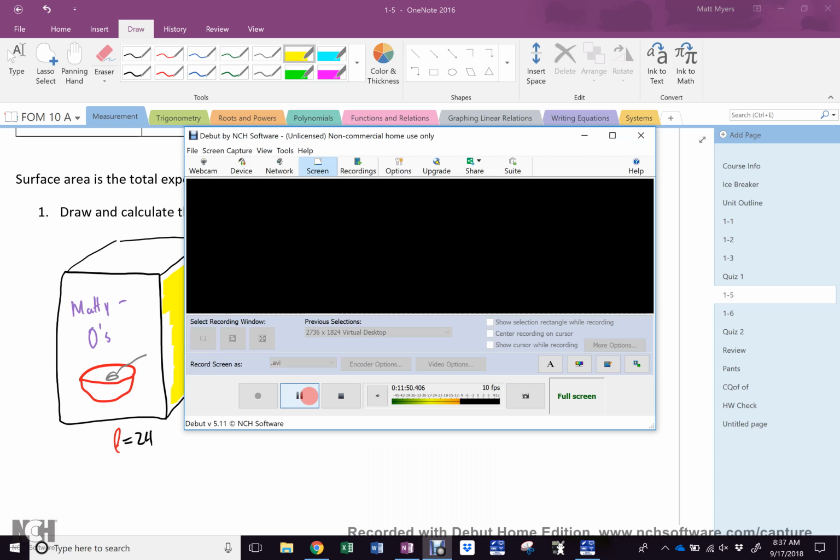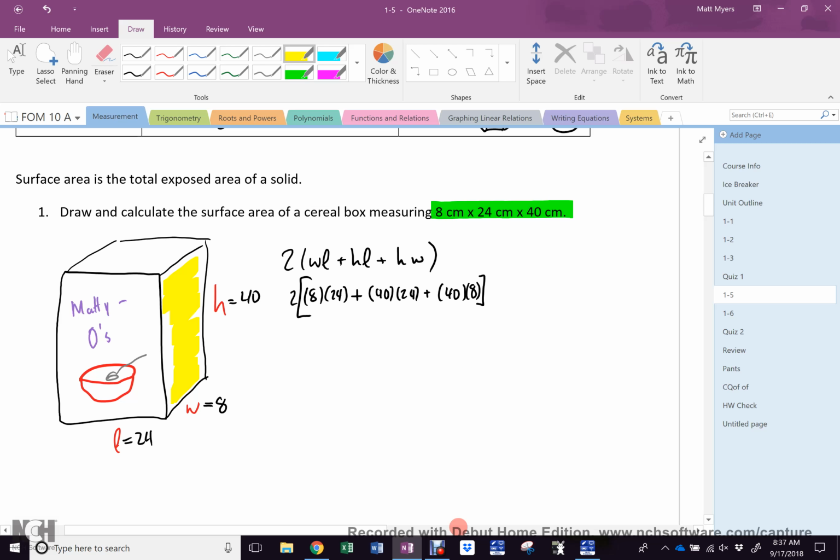I'll just pause this. Okay, so this yellow side right here, how would you find the area of that? Karen? Length times width. If it was just a rectangle, we'd say length times width, right? But this time we've called it W and H, yeah? But it's still 40 and 8, isn't it? So there it is right there, agreed? And how would I find this area?